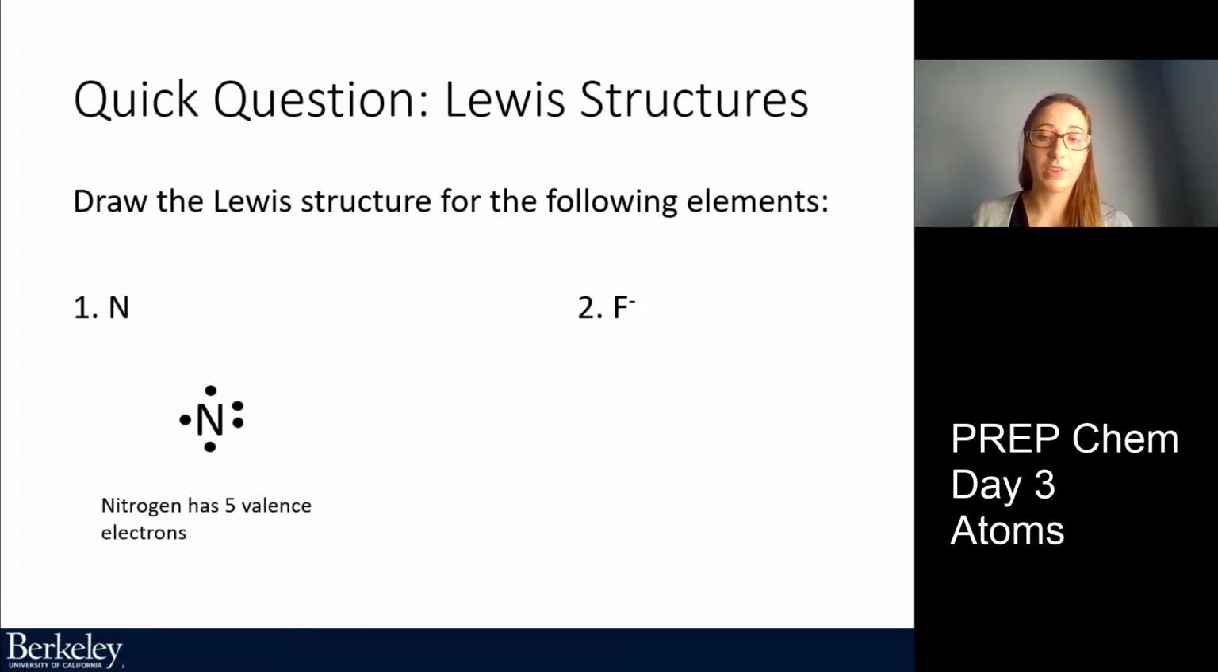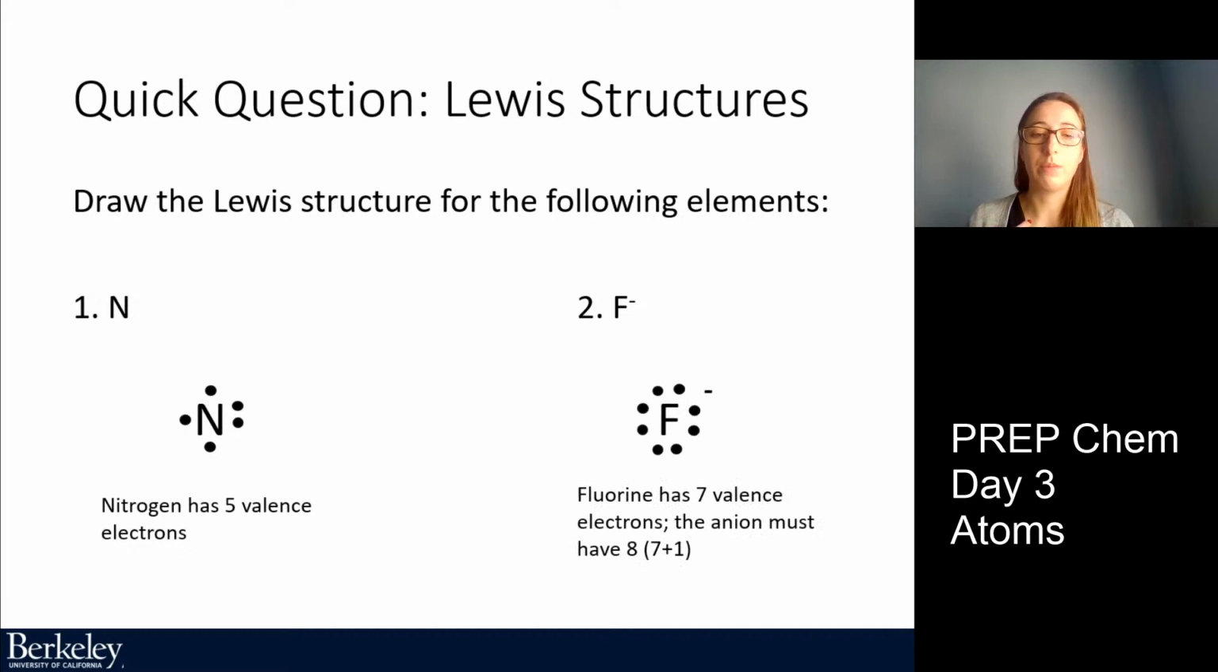nitrogen has 5 valence electrons, so you would draw the Lewis structure for nitrogen like this. You would have 5 dots surrounding nitrogen. And then for the fluorine anion, fluorine naturally has 7 valence electrons, and since this is negatively charged, you must add 1 electron to account for that negative charge. So that means that now this atom has a total of 8 electrons, so you would want to put 8 electrons around the fluorine. And then you would want to have the little negative sign in the corner just to denote to everyone that it is a negatively charged species. Okay.